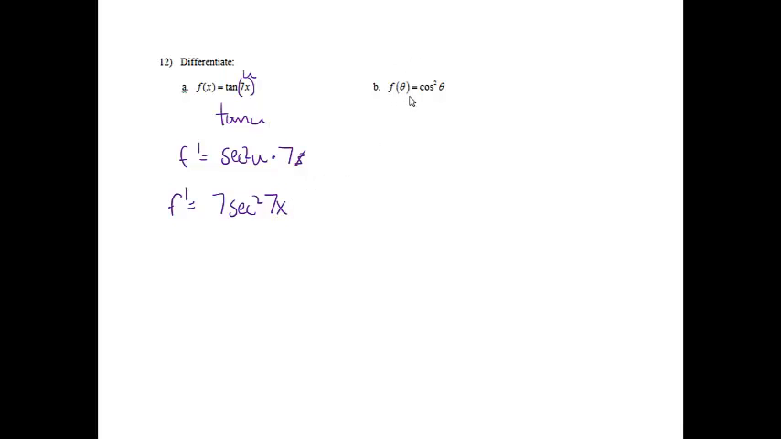Okay, for part B, f of theta is equal to cosine squared theta. I'm going to rewrite this as the cosine of theta quantity squared, which means I can now do a u substitution. So this is really u squared. So when I'm finding the derivative, the derivative of u squared is going to be 2u times the derivative of the cosine theta. The derivative of cosine theta is negative sine theta.